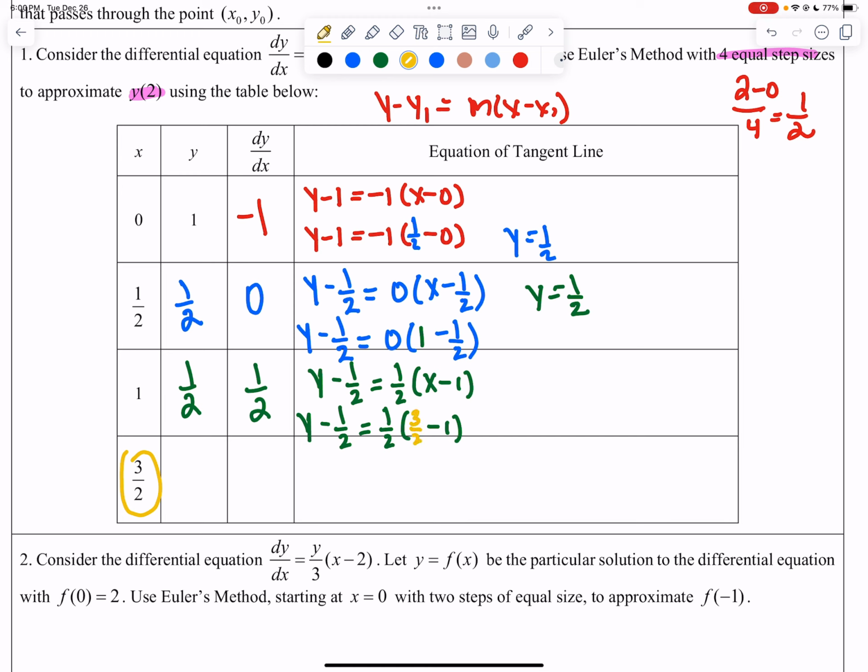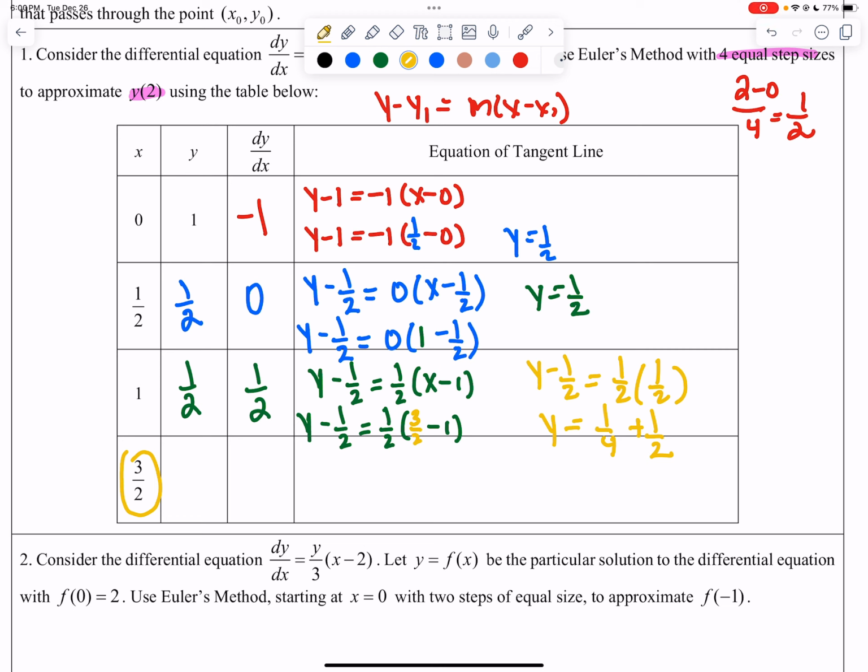And you'll notice something very interesting as you do this. Notice how this is 1/2. Notice how this was also 1/2. And guess what? This right here is also 1/2. So now you have y minus 1/2 is equal to 1/2 times 1/2. So now you have y is equal to 1/4 plus 1/2.